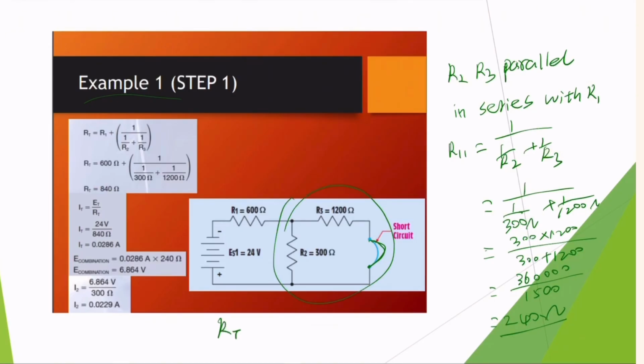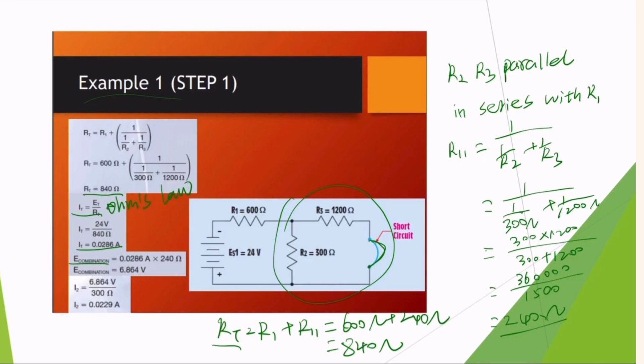And the total resistance RT will be R1 plus R parallel, which is 600 ohms plus 240 ohms, which is 840 ohms. After we get RT, by using Ohm's law, we can find the total current. After we get the total current, we can get the voltage for the parallel part.